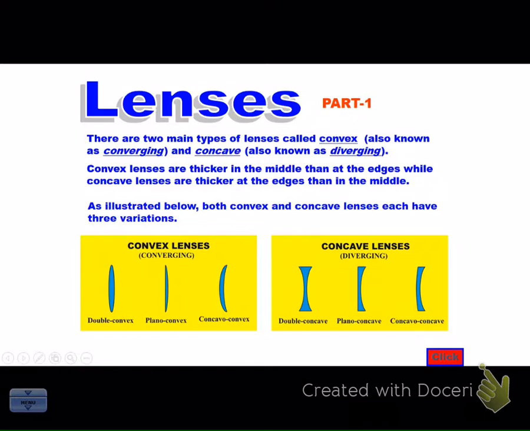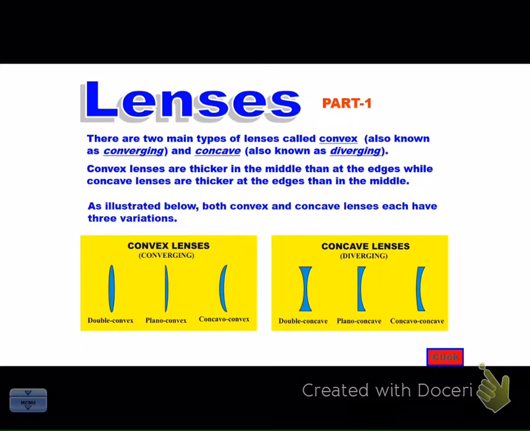Before we get started, make sure you have that chart out so we can fill in the different type of images we get for the different types of lenses depending on where we place the object. Very similar to what we did, or exactly like we did, with the mirror. So hit pause and grab that if you need to.